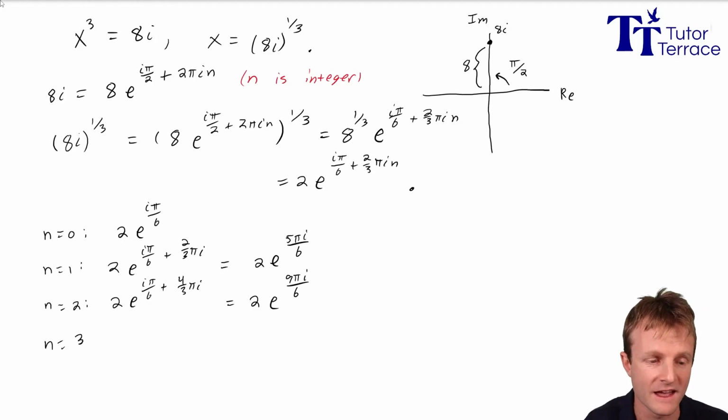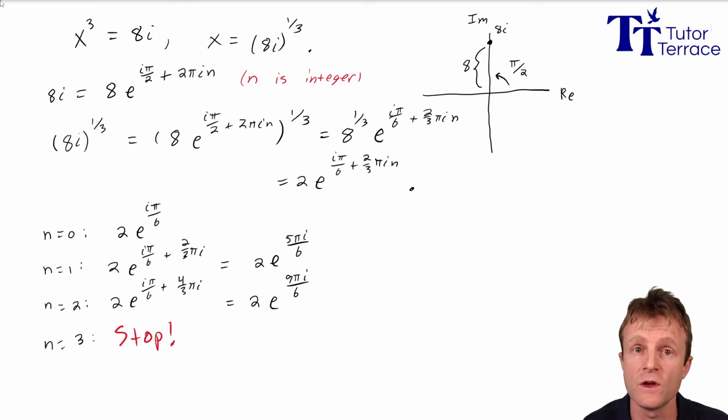Keep going. n equals 3. Actually, we don't keep going. We stop. Why do we stop here? Well, these are cube roots. We know in general there's only going to be 3, and we already found 3 roots. So we don't need to do any more.